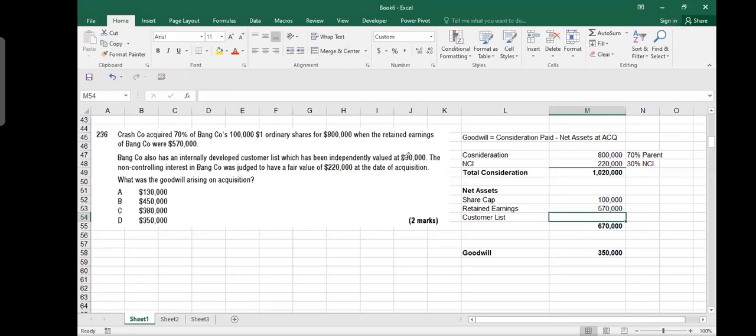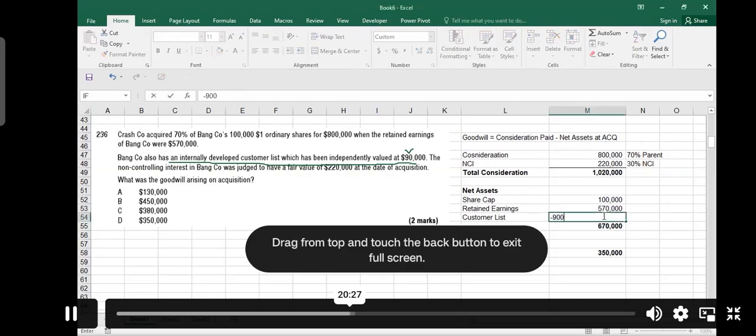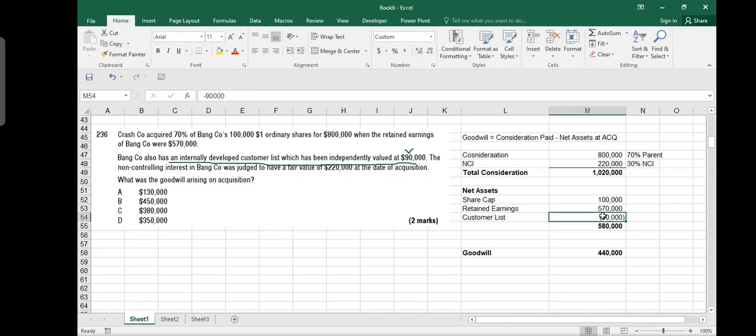See, many times it happens that they say that something was not included, and then you have to decide whether to include it or not. It says that the bank company has an internally developed customer list which has been independently valued. So it was already inside. Whatever assets were in the bank company, it does not say that they did not include it and you must make a fair value adjustment. It was already included. So the trick in this question is that sometimes students may think they should subtract this 90,000. If you subtract this 90,000, this type of situation could have happened. But you just do not need to do it because it is already included.